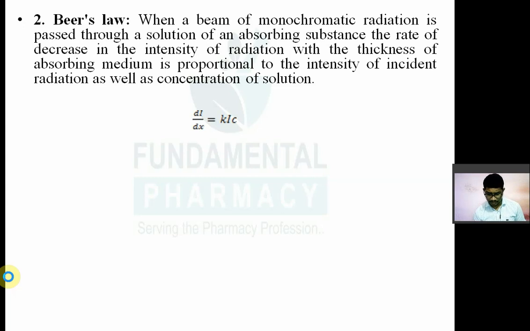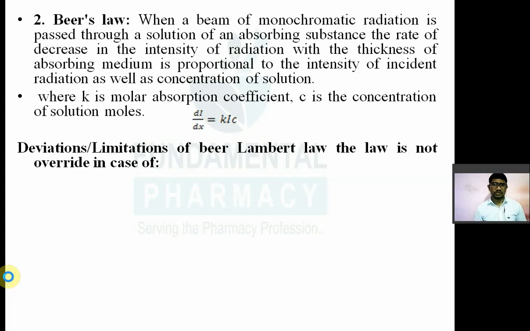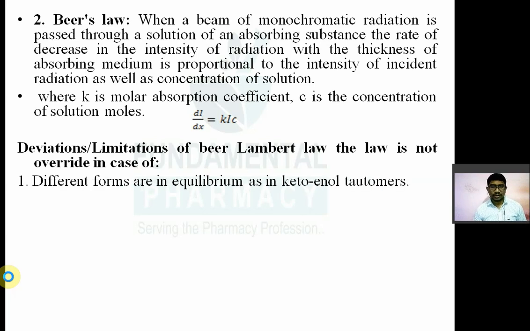Deviations of Beer's and Lambert's law: we have already seen this point also in the last session. Different forms in equilibrium, such as keto-enol. The keto form of the compound will absorb at a longer wavelength and the enol form will absorb at a shorter wavelength. Where there is a double bond, it absorbs at a longer wavelength, and the enol form at a shorter wavelength. Different forms in equilibrium as keto-enol tautomers.